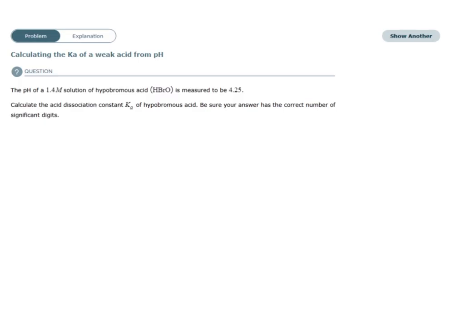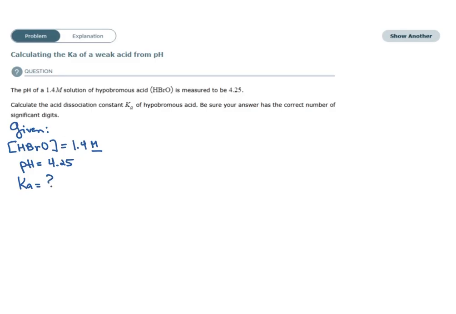In this example, the pH of a 1.4 molar solution of hypobromous acid is measured to be 4.25. We're asked to calculate the acid dissociation constant Ka and to make sure that our final answer is in the correct number of significant figures. As always, I'd like to start off with my given table. We have the concentration of HBrO. We have our pH. And we're asked to solve for Ka.